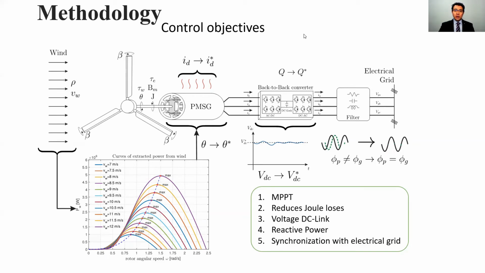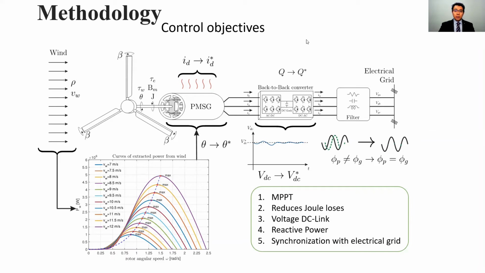The second control objective is to reduce the copper losses, commonly manifested as heat in the machine. This is done by regulating the current ID to 0. To inject the active power into the electrical grid, and for the correct operation of the back-to-back converter, it is necessary to maintain the DC link voltage at a suitable value. Then, the third control objective is to regulate the DC link voltage to the desired value.